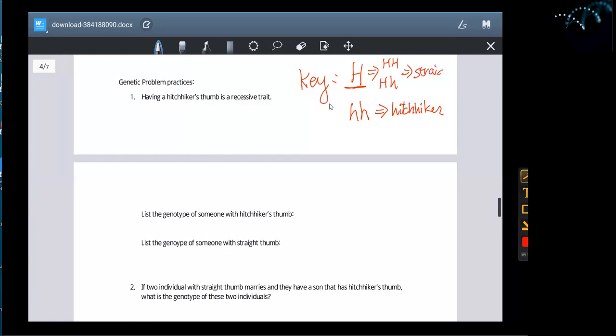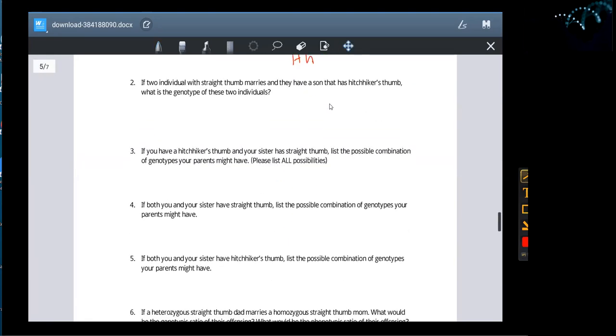Now, after you have made your key, we can map it back to what the question is asking. On the question, it says, list a genotype. That means the genetic makeup of someone with hitchhiker's thumb. So you can write little h little h, because that's the genetic makeup. List a genotype of someone with a straight thumb. So that will be big H big H, or big H little h. Easy enough. Let's move on to actual questions.